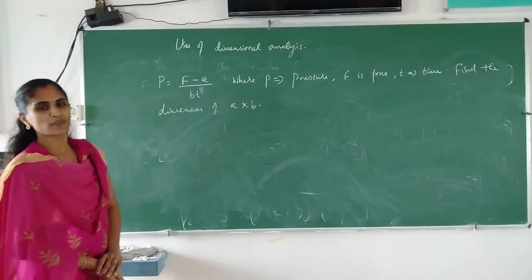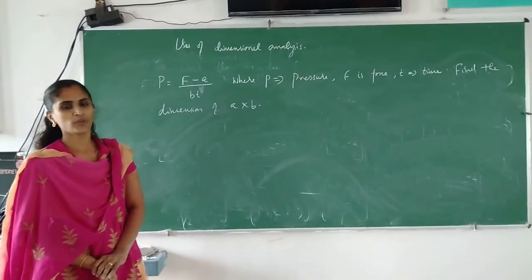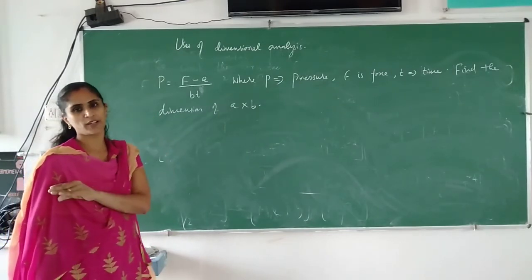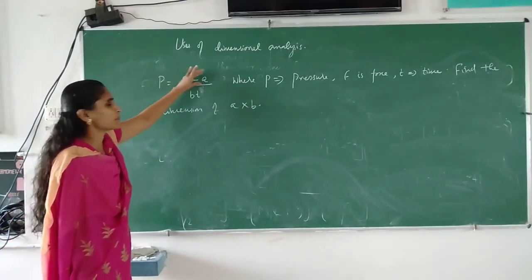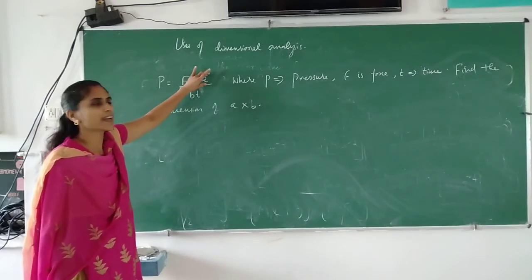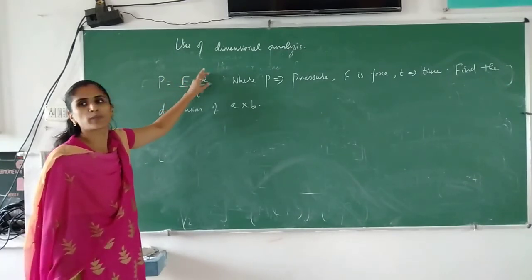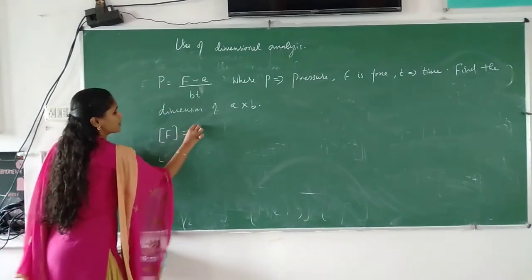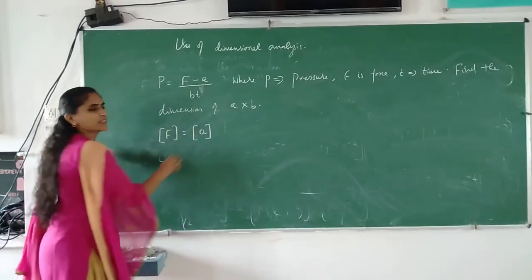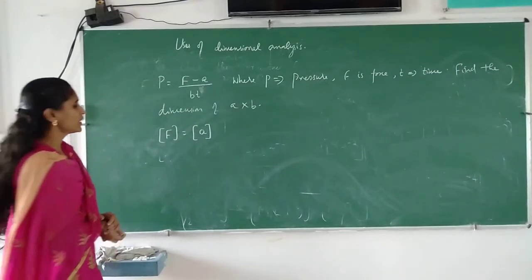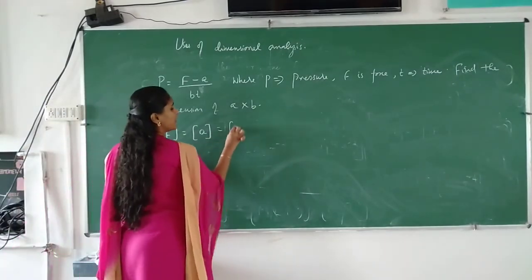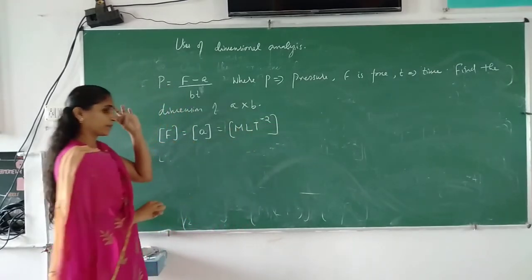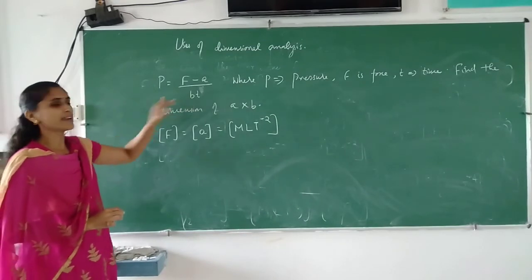So first of all, you should find the dimension of A and B. So here it is very simple. Same dimensional quantities can be added or subtracted. So from the numerator part, very easily we can write dimension of F is equal to dimension of A, according to the principle of homogeneity of equation. So dimension of A is given by M L T raised to minus 2. Okay, clear?